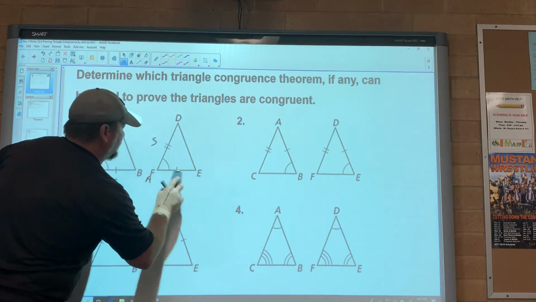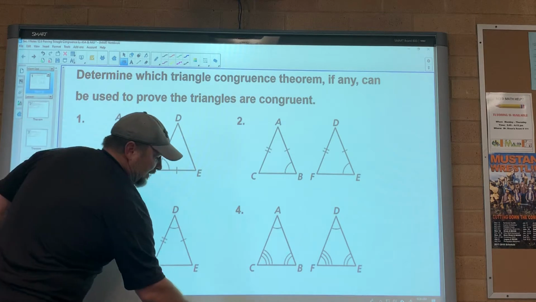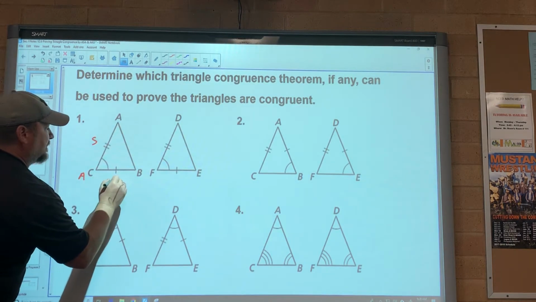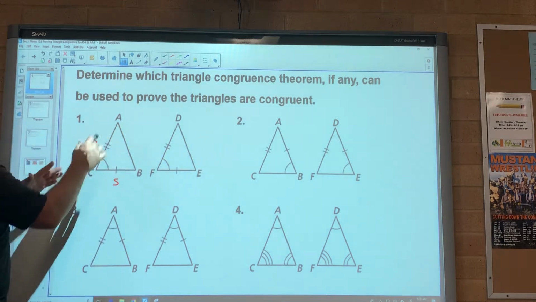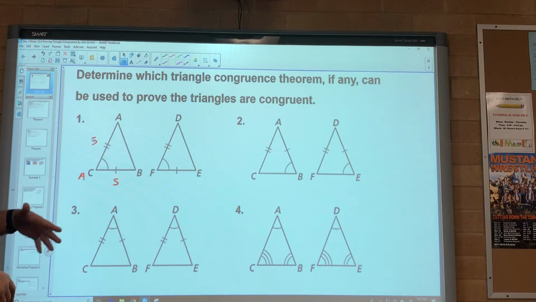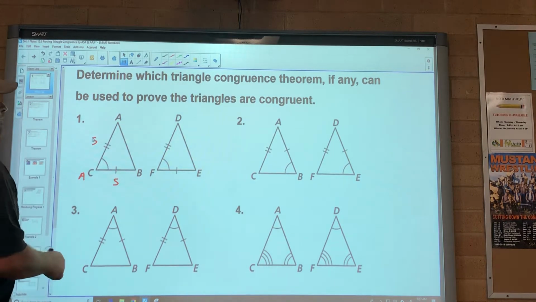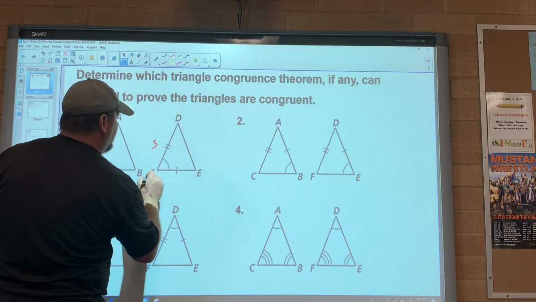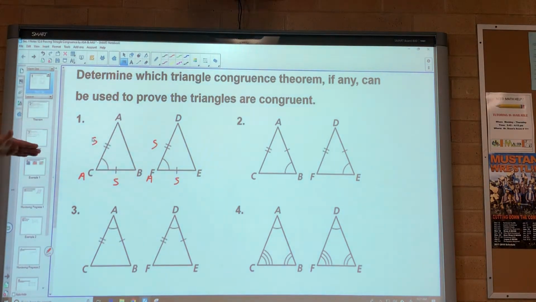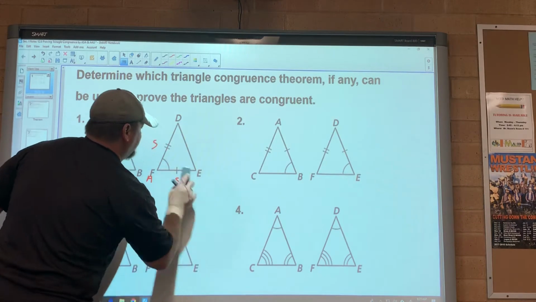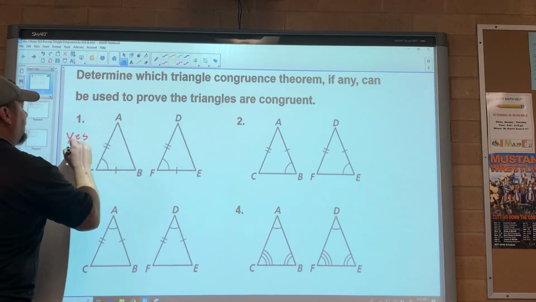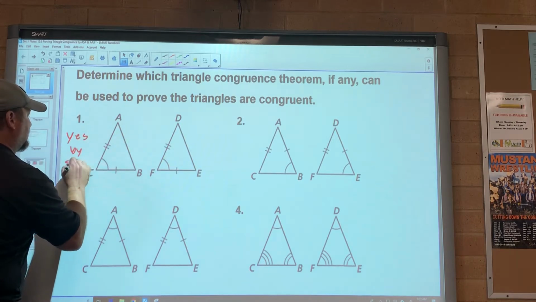And you know what I'll do? I will mark it with a different color so it helps you. Side, angle, side. Now that A has nothing to do with that A. I'm just saying those are the acronyms or the letters that we use for proving if they're congruent. Let's see if this is the same. Side, angle, side. And it has to be the same markings. And it works. So this one is yes. So we'll say yes by side, angle, side.